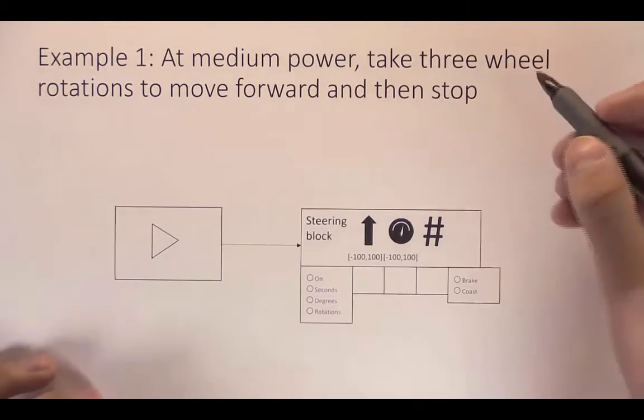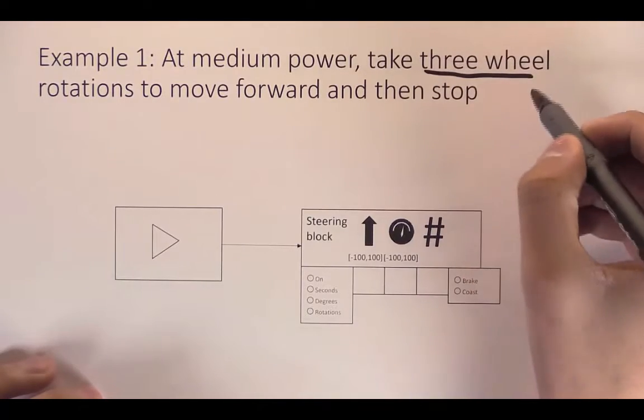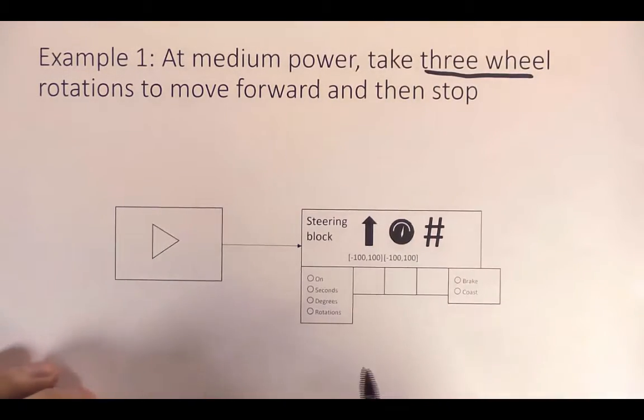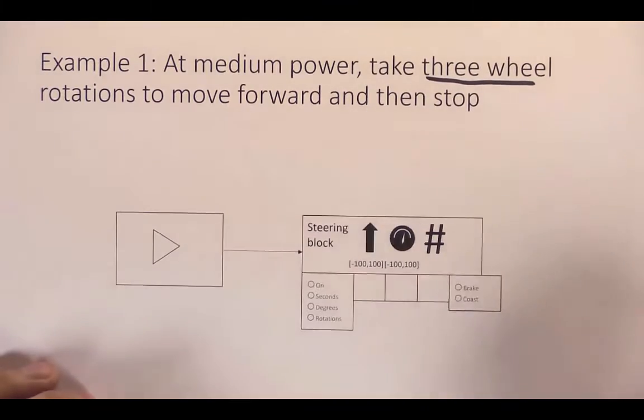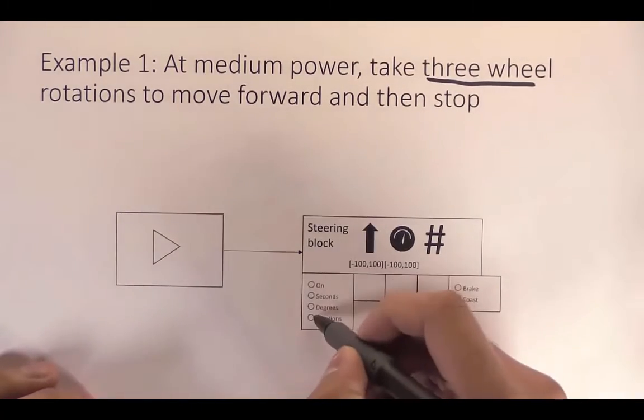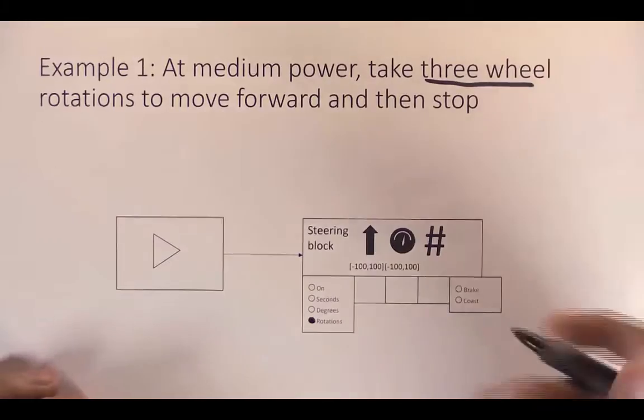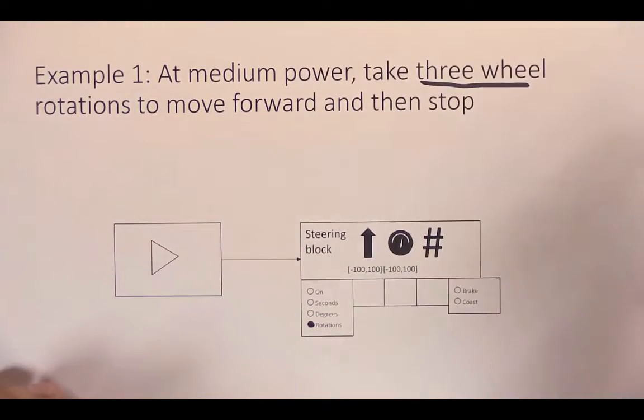As we can see here, we want 3 wheel rotations. So that means that we will simply set the steering block to operate in units of rotations. So we can simply do that by imagining pushing the rotations button, right?